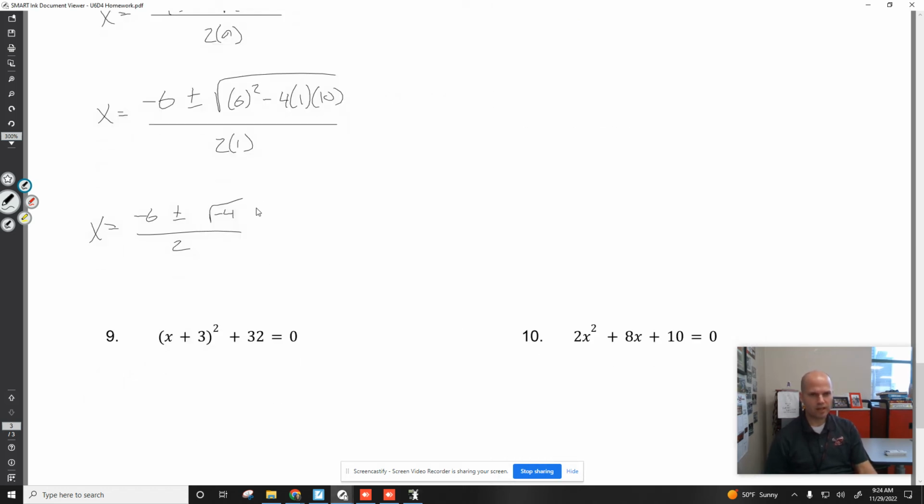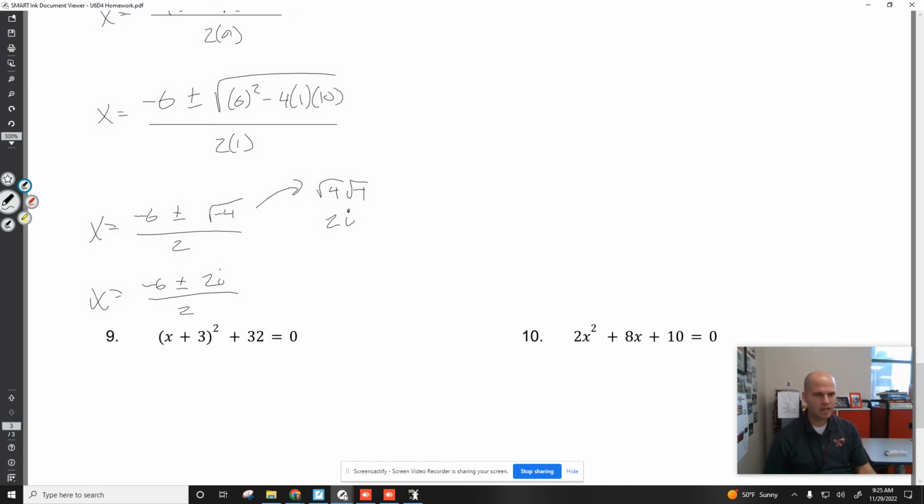What's the square root of negative 4? Well, it's the square root of positive 4 times the square root of negative 1. The square root of 4 is 2. That's one of those nice numbers. Use your calculator to check. Giving us negative 6 plus or minus 2i over 2.